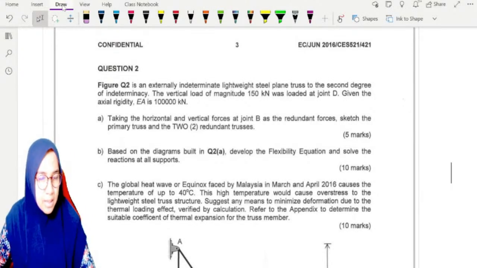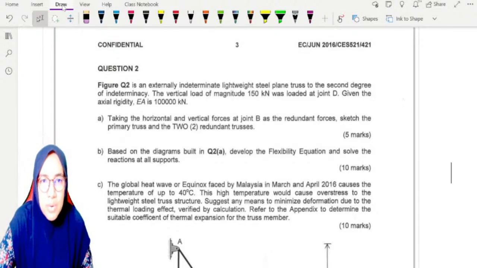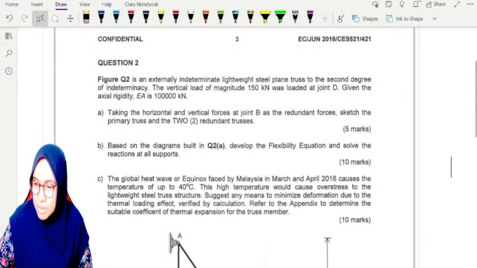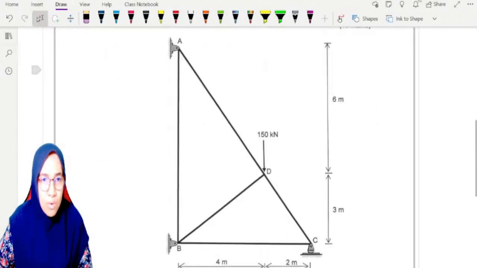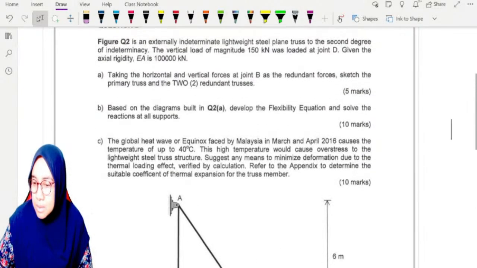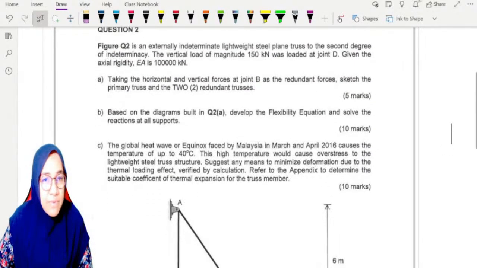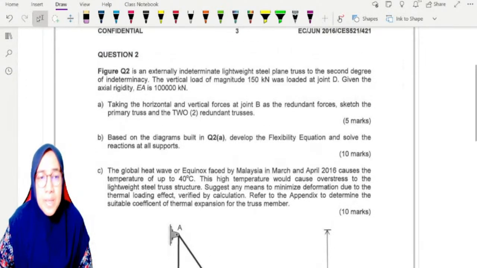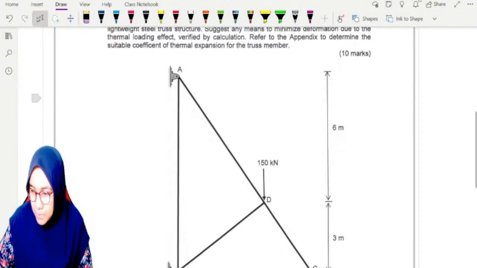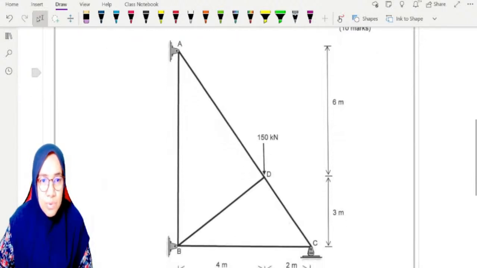Okay, we meet again in this video. So I would like to explain this question. This is the June 2016 question. It is actually a truss question, and this question is actually asking for the flexibility method. But we look at the truss.